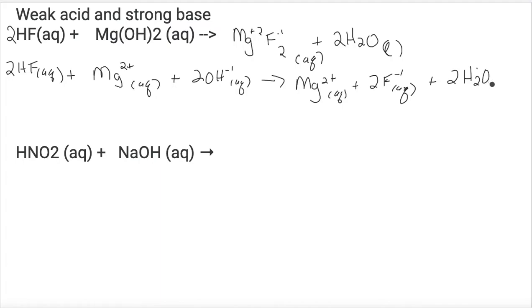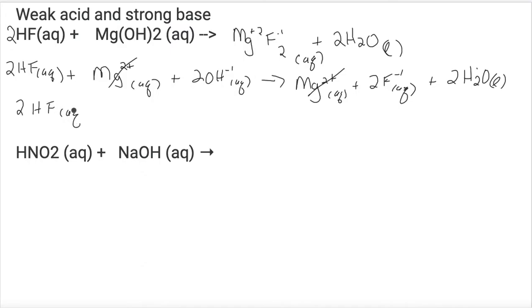Oops, H2O, liquid. Now, what you're going to do is look to see if there are any spectators. Anything that's AQ on both sides, the same thing. And if you notice, the magnesium is AQ here, it's AQ here. All right, so that's the only thing that we can cancel out as a spectator. So then we rewrite what's left over.